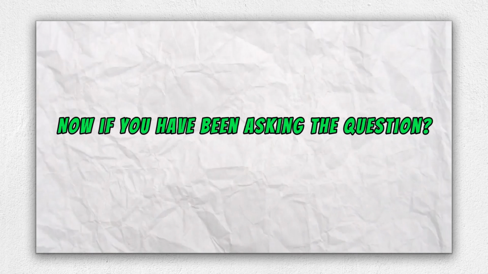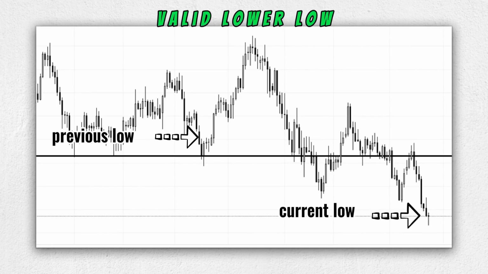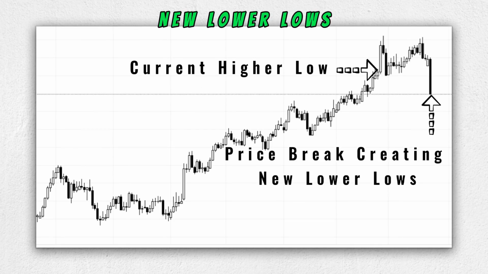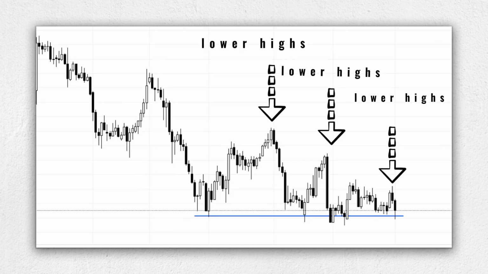Now, if you have been asking the question, when do we exactly know when they happen? Now, that's a valid question. It's a valid lower low if it closes below the previous lower low. Right, the answer is right. However, new lower lows can also happen once they exceed below higher lows. On the other hand, lower highs can repeatedly happen even though no new lower lows are made.